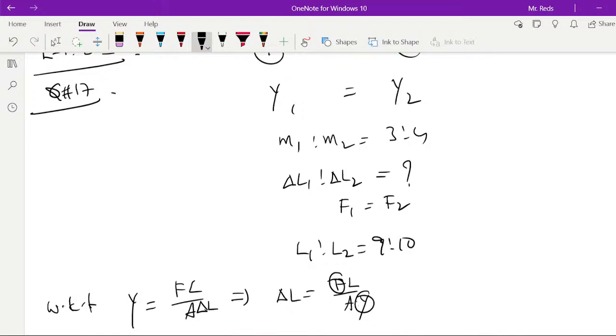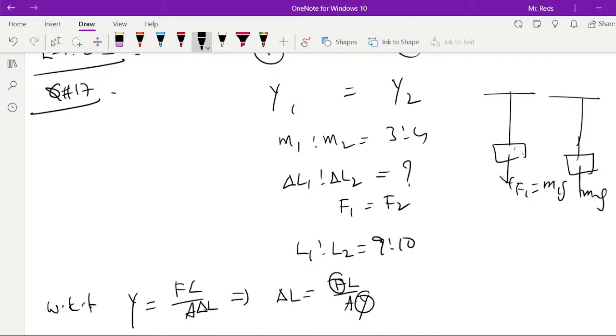How come? There are two wires, M1 and M2. So F1 is equal to M1 g and F2 is equal to M2 g. g will be constant. For the loads to be constant, M1 and M2 should be equal. The same load is acting, but the masses are in a different ratio. What does that mean? Let us check this once.